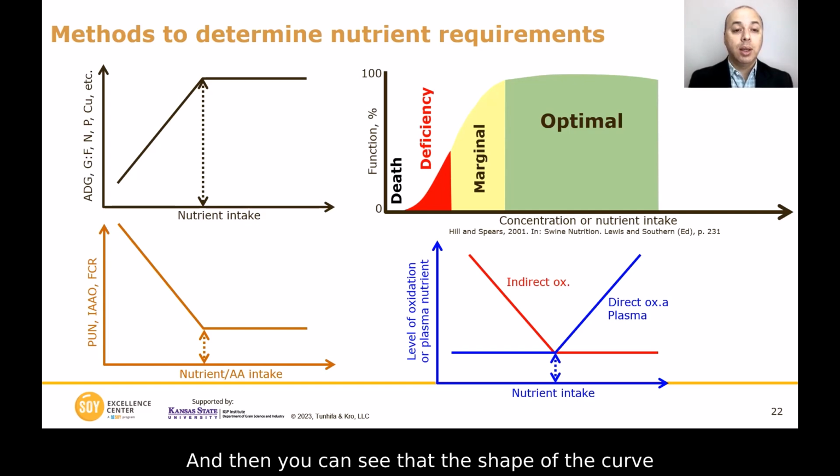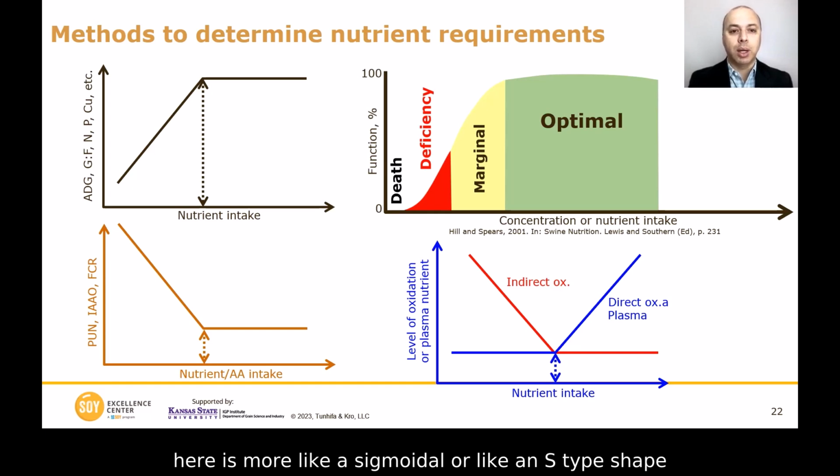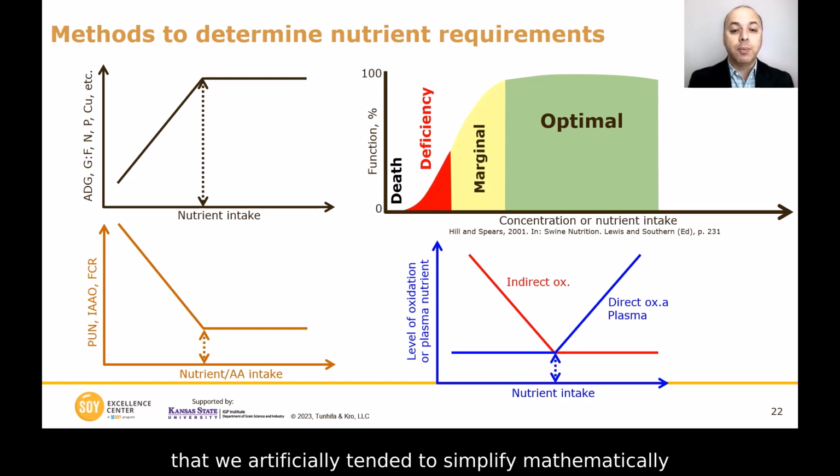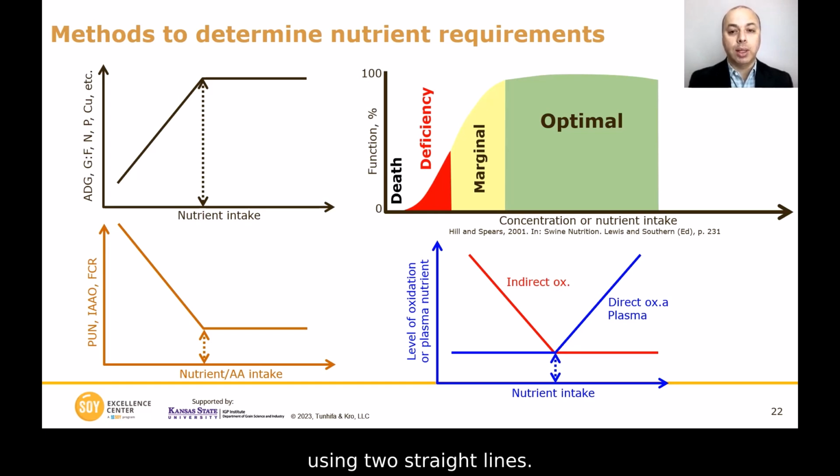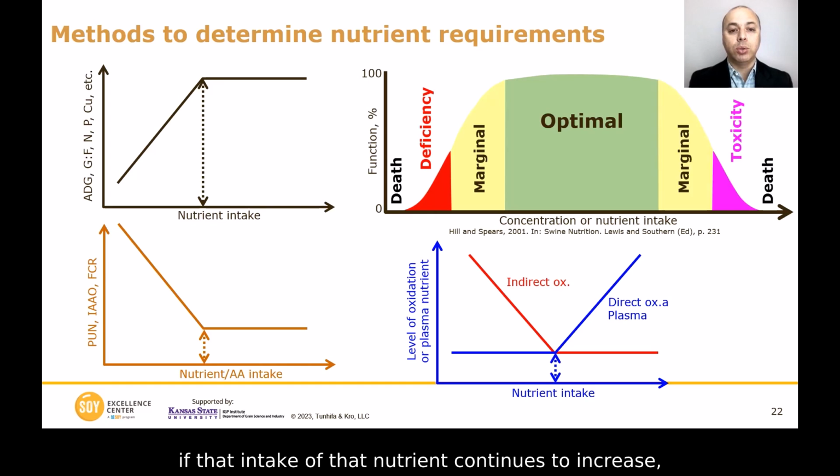And then you can see that the shape of the curve here is more like a sigmoidal or S-type shape that we artificially tended to simplify mathematically using two straight lines. But then after the optimal range, if the intake of that nutrient continues to increase, then we're going to enter another marginal toxicity state. Eventually we can get to a toxic state, and eventually that can cause death.